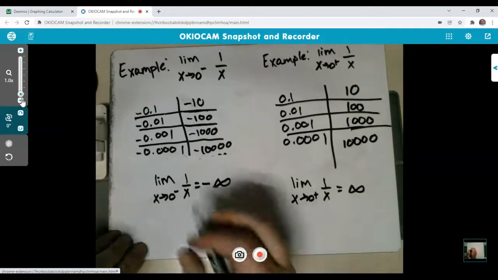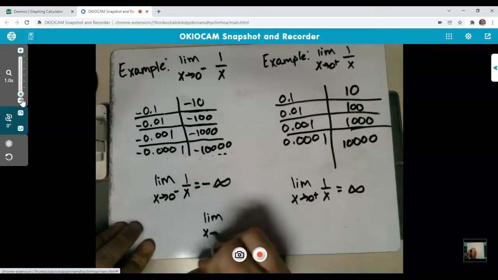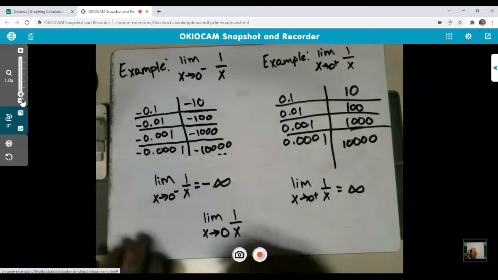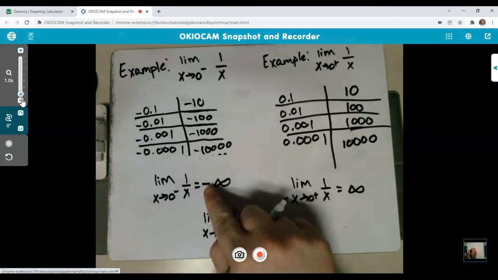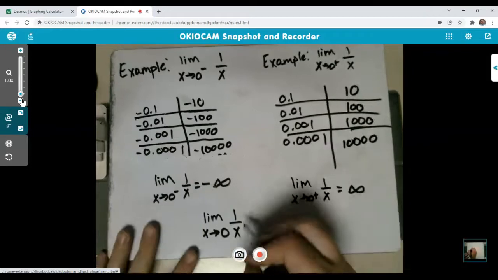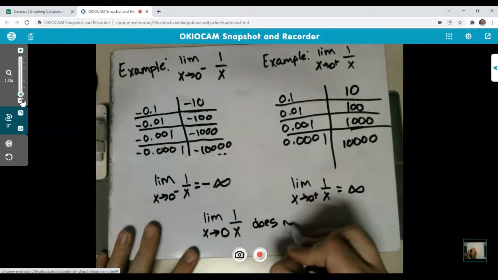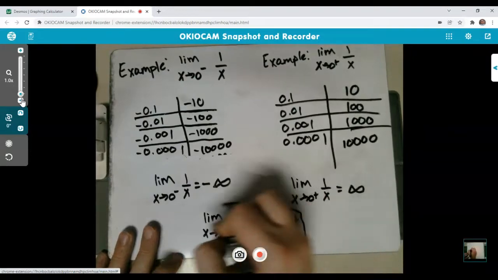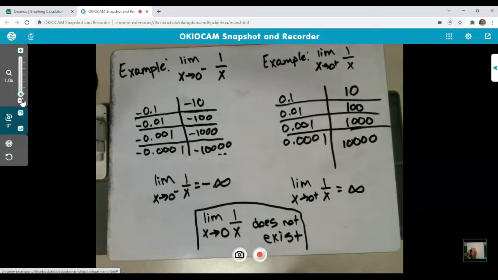So let's think about what I can say about the limit as x approaches 0. Well, I can see from the left it's going increasingly down. On the right it's going increasingly up. So we could say the limit does not exist. And the reason is because it is not the same on the left and the right. So it does not exist.